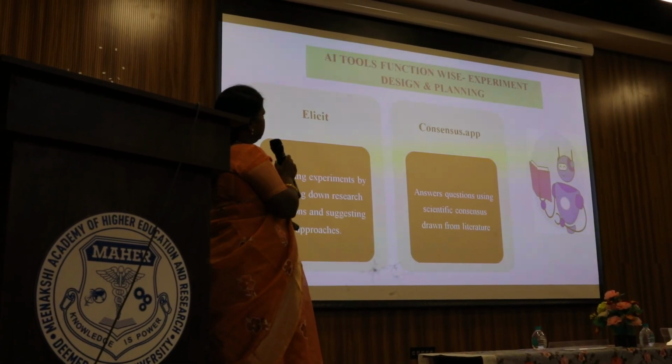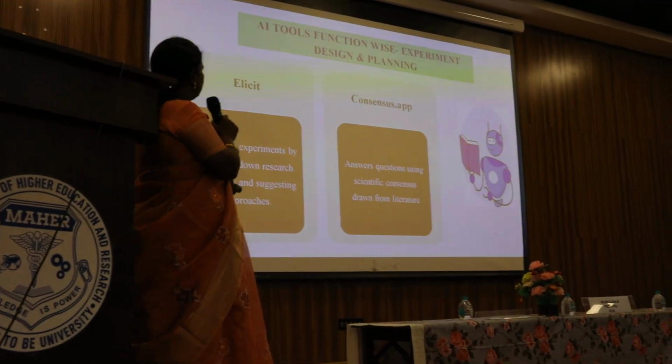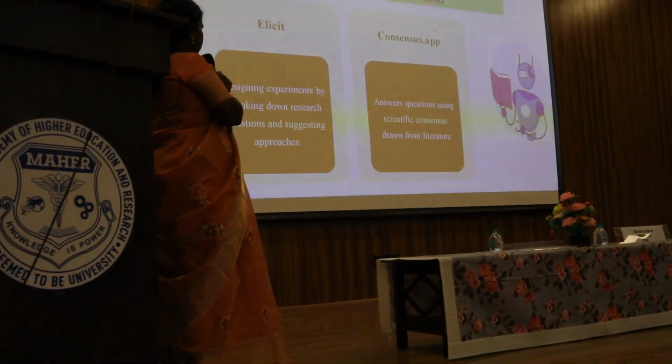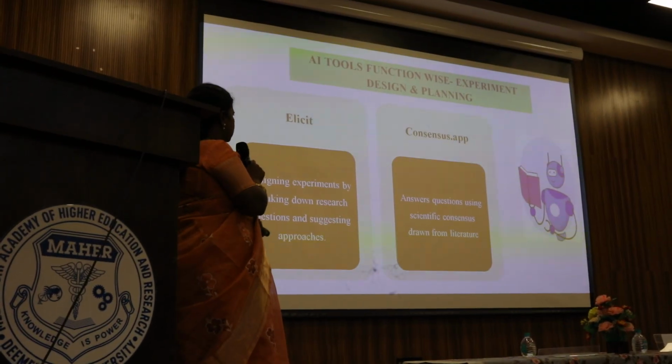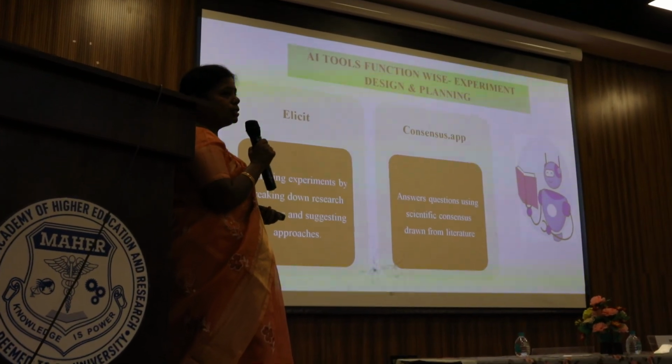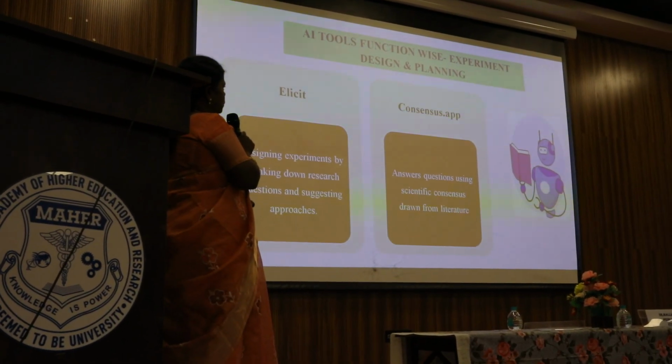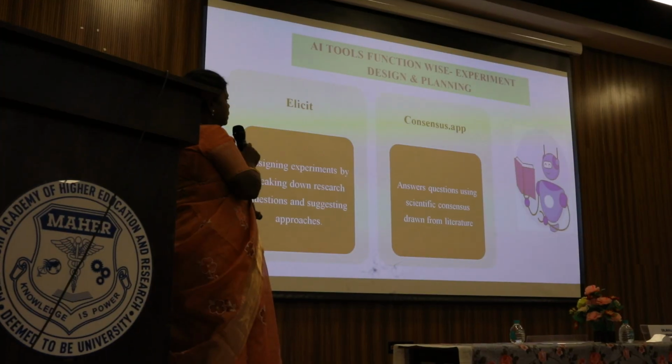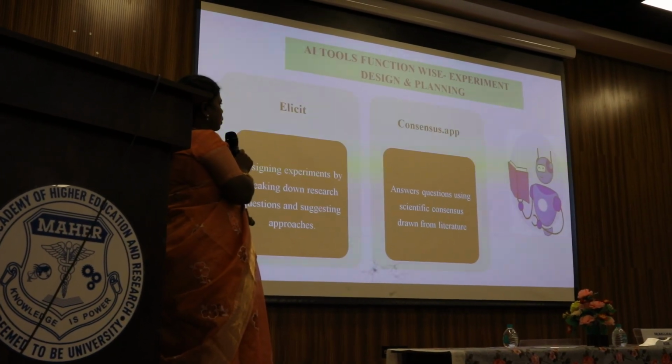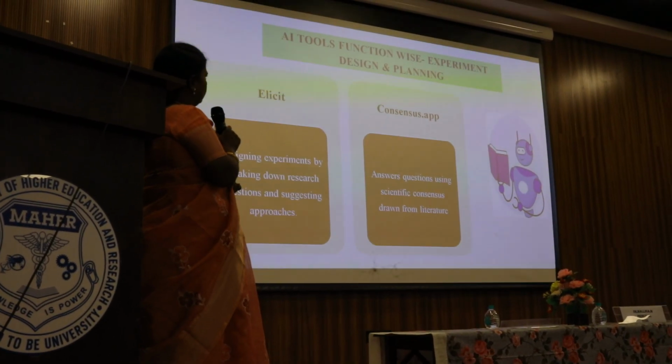And then when you say experiment design and planning, you have Elicit, which helps design experiments by breaking down research questions and suggesting approaches. And Consensus.app answers questions using scientific consensus drawn from literature.